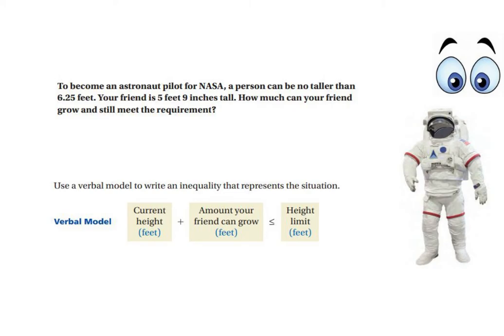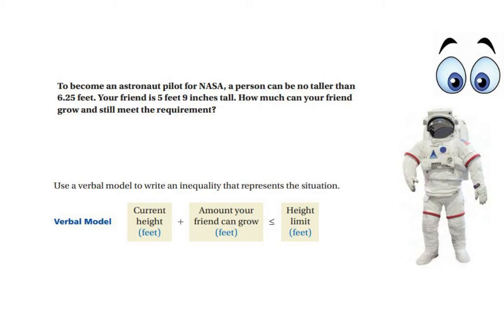In our first example for story problems, it states, to become an astronaut pilot for NASA, a person can be no taller than 6.25 feet. Your friend is 5 feet 9 inches tall. How much can your friend grow and still meet the requirements?